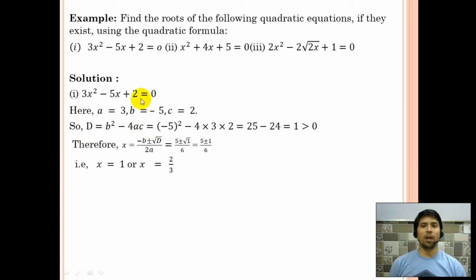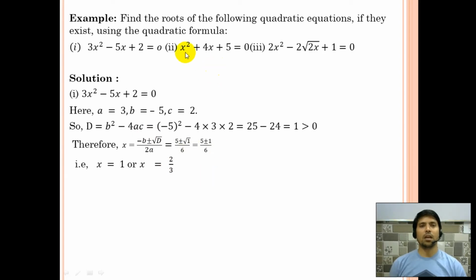First of all, you have to learn the steps of what we are going to do. Firstly, we have to find the values of a, b and c, and using these we will find the value of the discriminant, that is d, and check whether d is greater than or equal to 0 or less than 0. The roots are real only when it is greater than or equal to 0. Here the value of d is greater than 0. Now using the discriminant, this quadratic formula, we will find the roots on simplification.